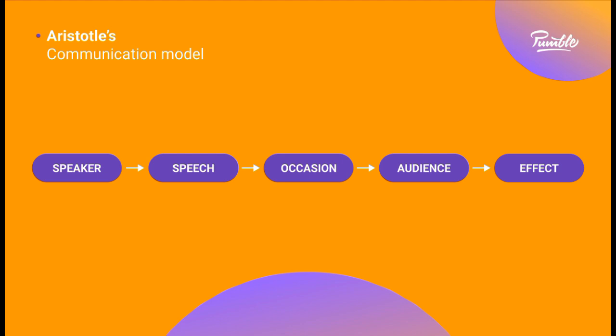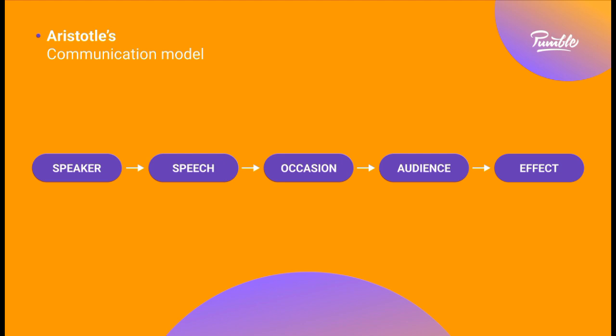The first one is Aristotle's communication model. Aristotle's model is one of the oldest and simplest communication models. It focuses on three key elements: speaker, speech, and audience. The speaker delivers a message with the goal of persuading the audience. This model is often used in public speaking and persuasive communication.